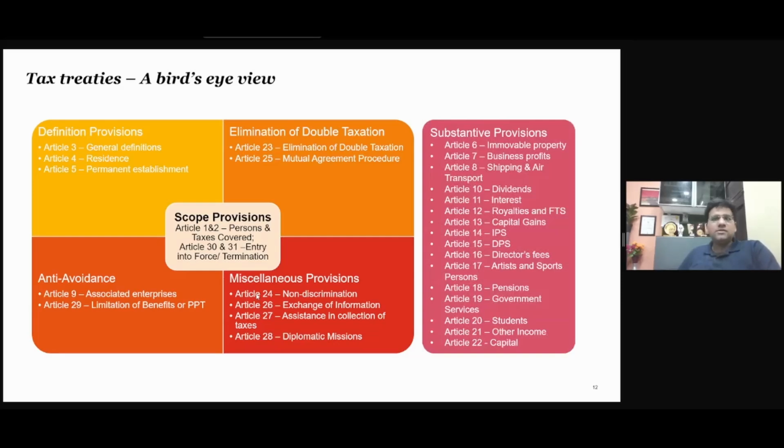And then there are substantive provisions, a long list of articles dealing with the respective nature of income. For example, for dividend, we have a specific Article 10. Then for salary, we have Article 15. Then if we have business profits, it's Article 7, etc. So this is a broad view of these tax treaty provisions.